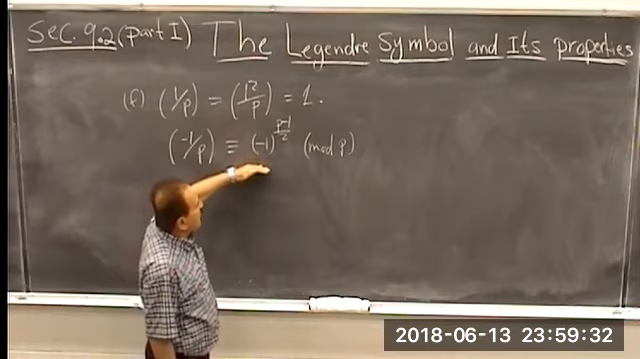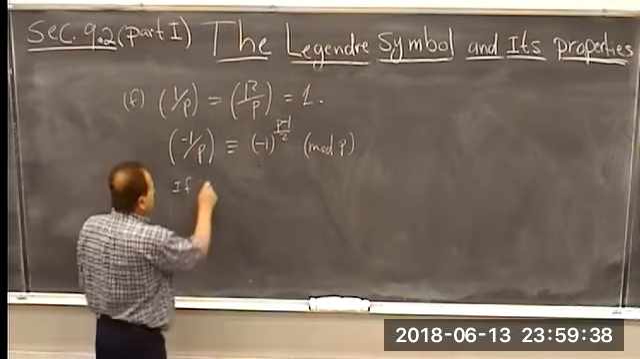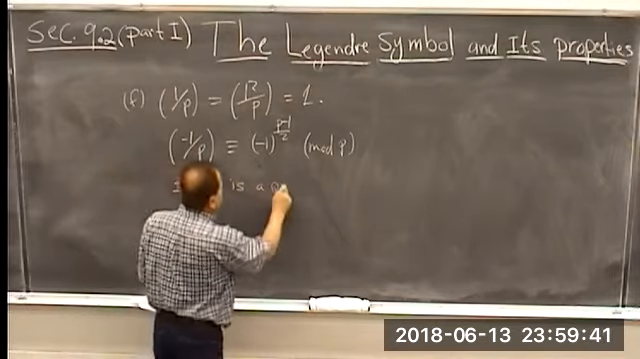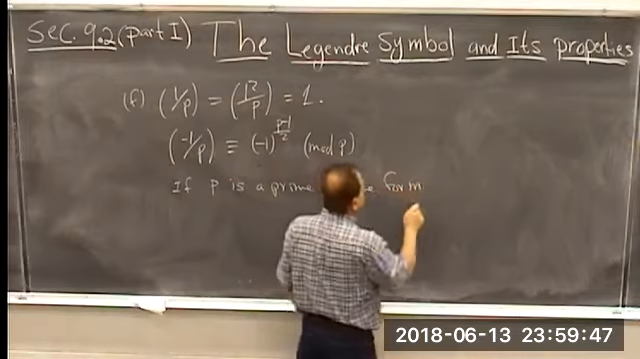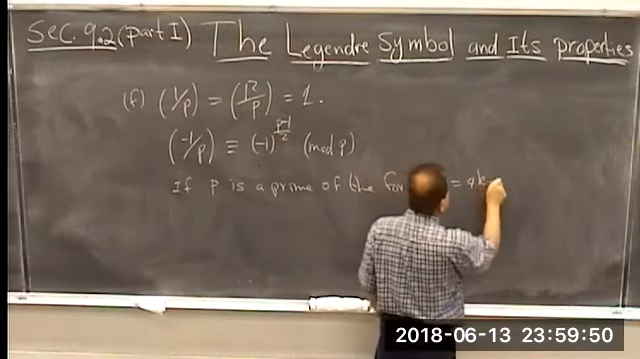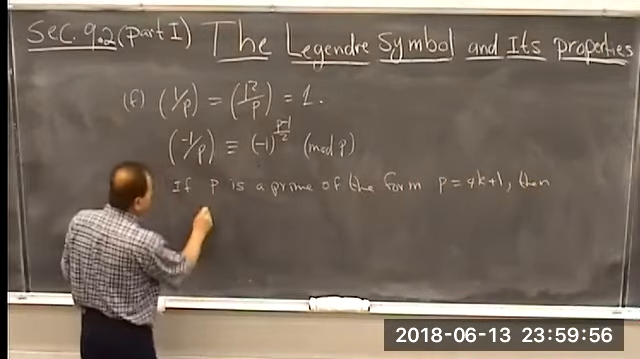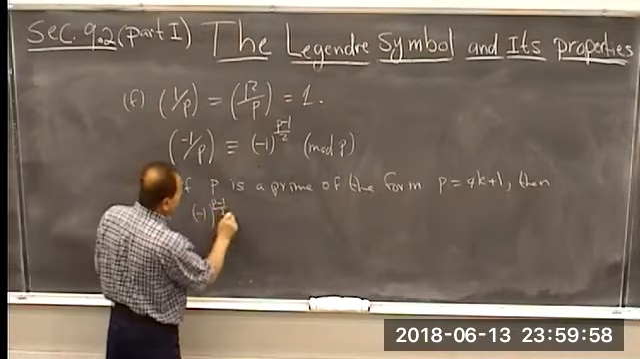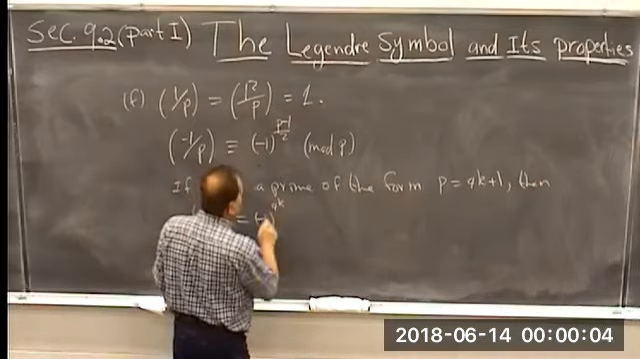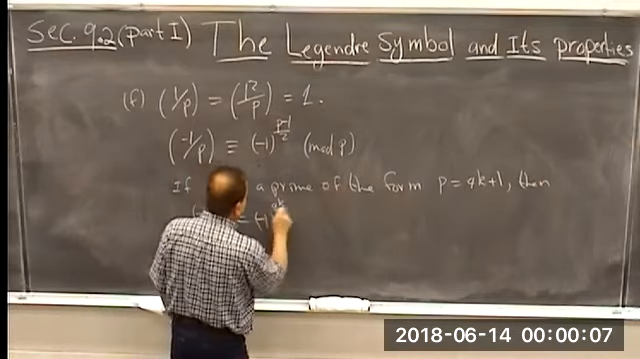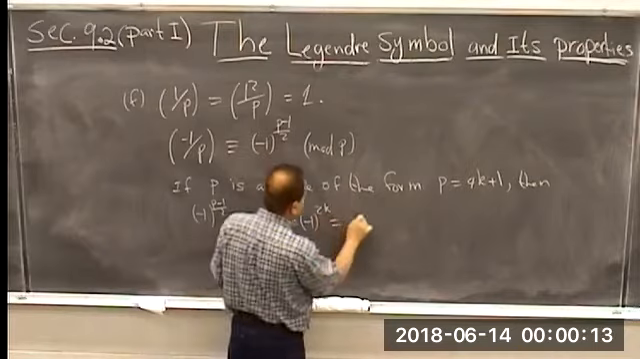Now we're going to do the "moreover", okay? Now if p is a prime of this form, p equals 4k plus 1, then this negative 1 to the (p minus 1) over 2 is going to be negative 1 to the 4k over 2, so this is equal to negative 1 to the 2k, and this is always positive 1.